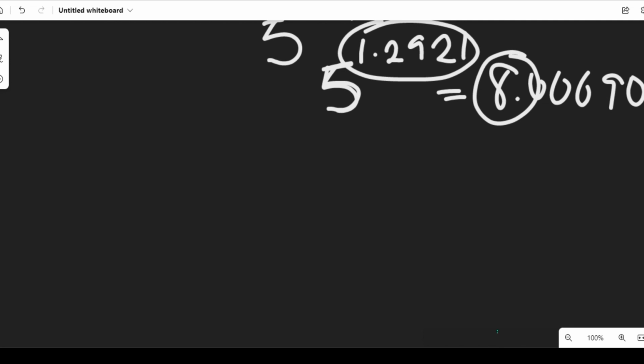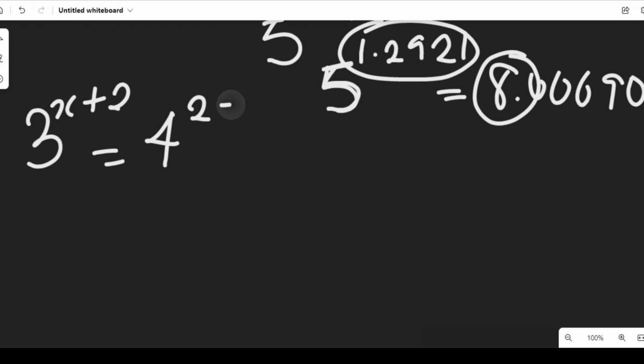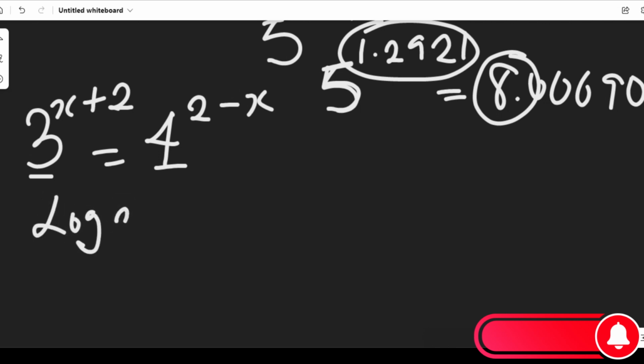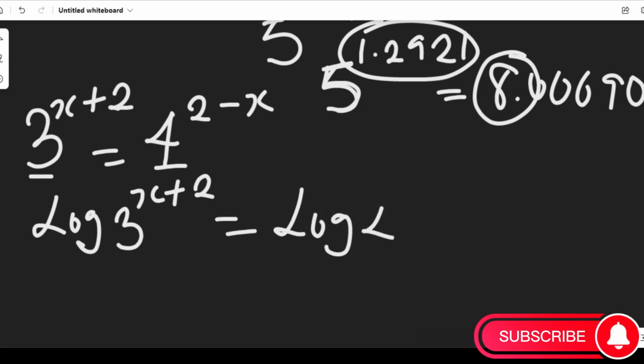Now let's also try another question. You might also be asked to find 3 raised to power x plus 2 equal to 4 raised to power 2 minus x. Now we'll see that they have different bases. So once you notice the bases are different, all you need to do is apply the logarithm. So we'll take the log of both sides: log of 3 to the power x plus 2 equal to log of 4 to the power 2 minus x.